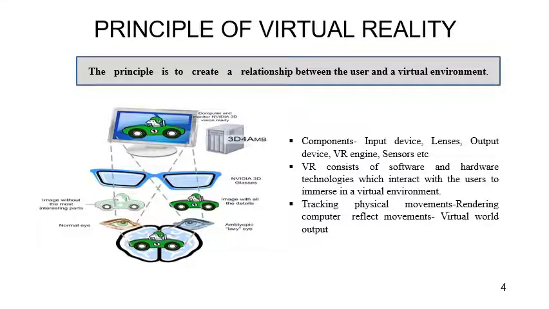Principle of virtual reality. The principle behind the working of virtual reality is that it creates a relationship between the user in the real world and the virtual environment. The components of the VR system mainly include input device, lenses, output device, VR engine, sensors, etc. Virtual reality consists of software and hardware technologies which interact with the users to immerse them in a virtual environment. Firstly, in the working principle of virtual reality, the tracking of the physical movements of the real world is done. Then the rendering computer will retrace the virtual world and reflect the movements. This updated virtual world is sent to the output.